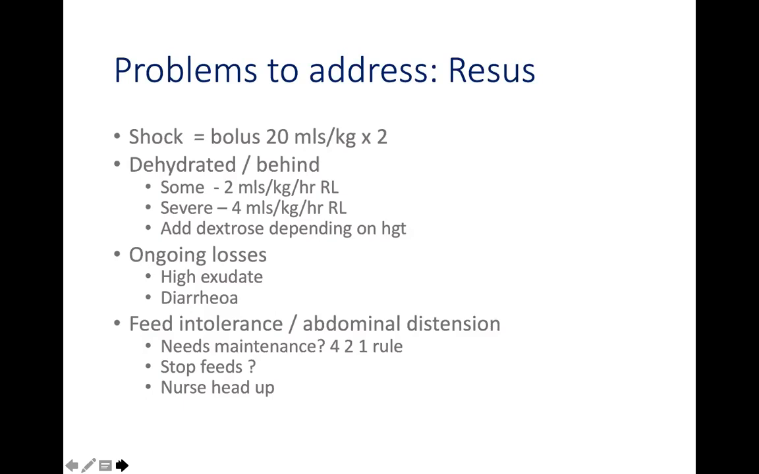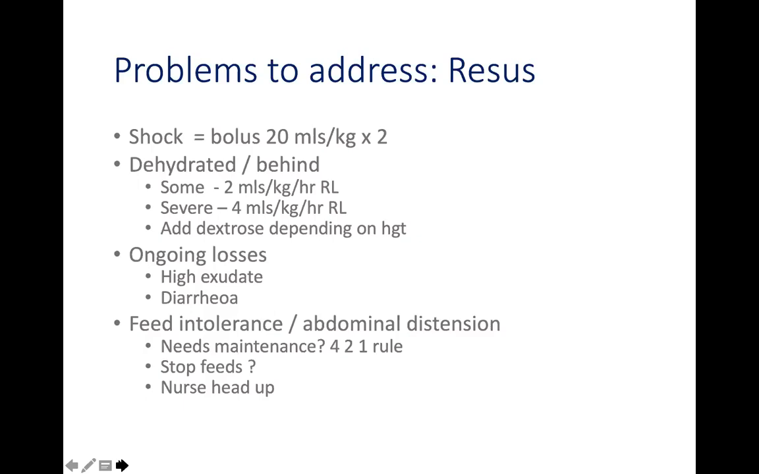Then you need to assess where they are. Are they somewhat dehydrated or severely dehydrated? If it's a shocked child, I would call them severely dehydrated, and I would, after the bolus, run them at 4 mils per kg per hour of Ringer's lactate. If it's not a shocked child, but for instance, the video in the beginning was good capillary refill, but the mucous membranes looked quite dry, maybe we're saying there's definitely some dehydration and we need to start Ringer's lactate at 2 mils per kg per hour. And then depending on the HGT, you may or may not add dextrose to that Ringer's lactate.